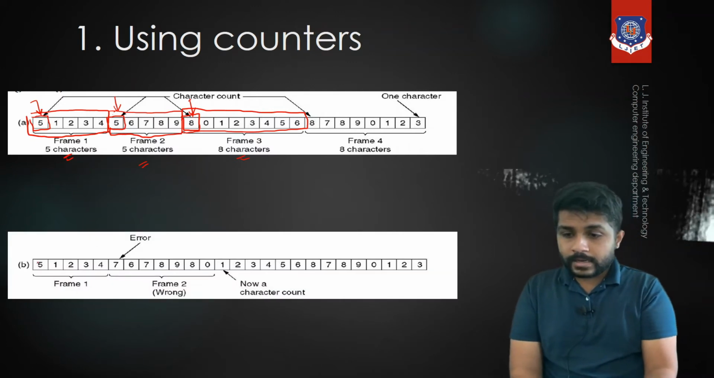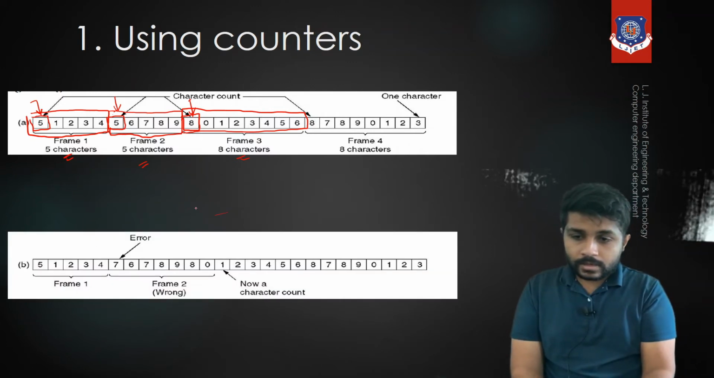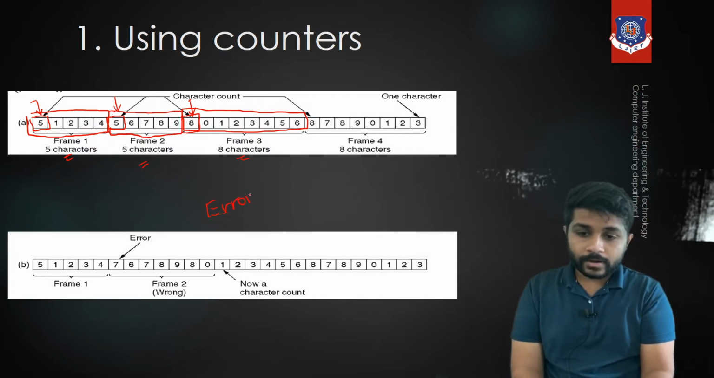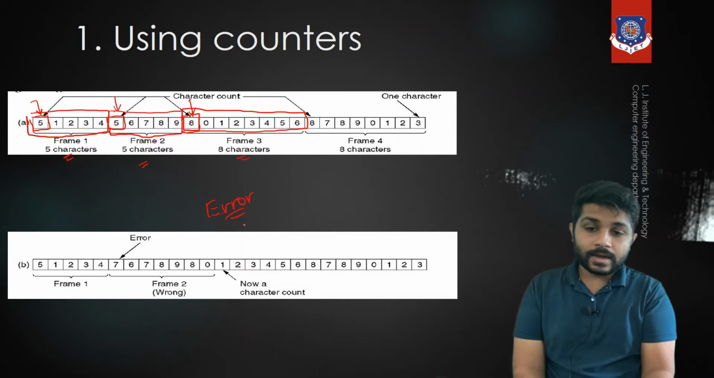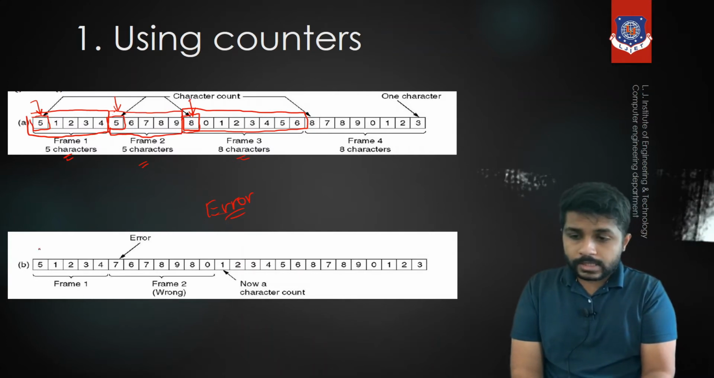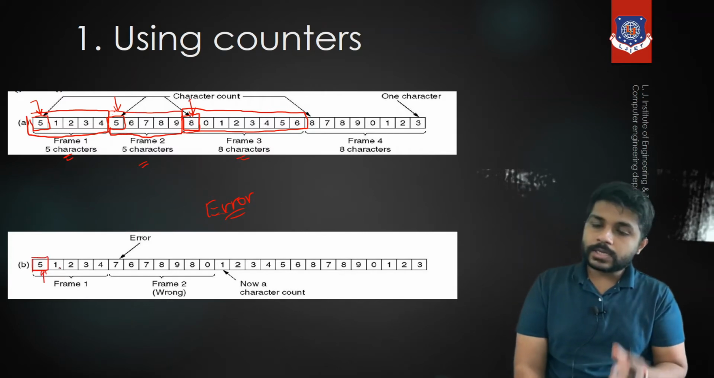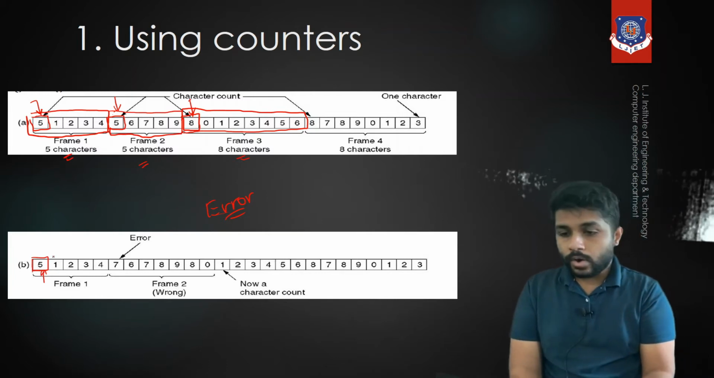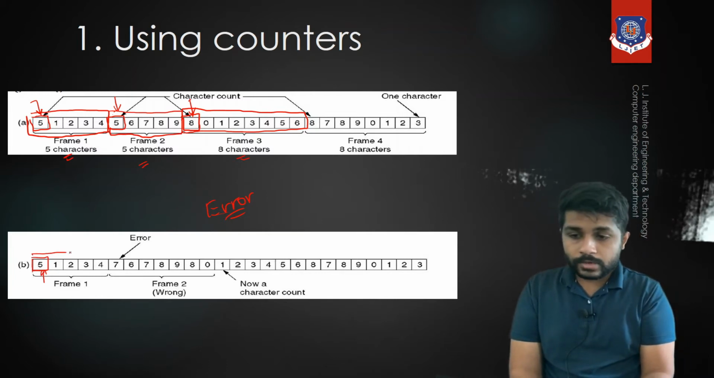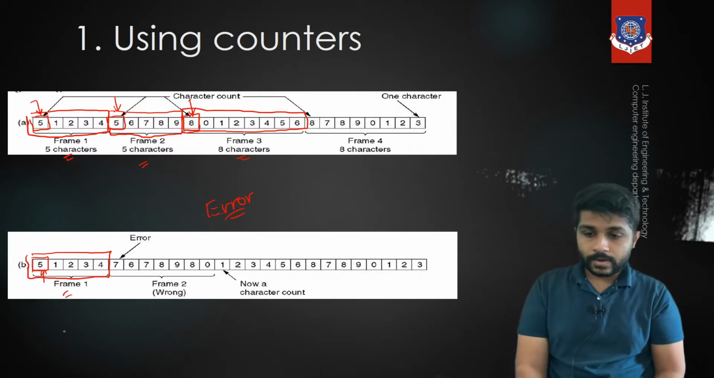So you can see that this case we are taking as a situation of error, like what happens when there is an error in the frame. Now the receiver is receiving the first character. Because the value of the first character is 5, the receiver knows that there are a total of 5 characters in the frame. So it will receive 5 characters and consider them as one frame.